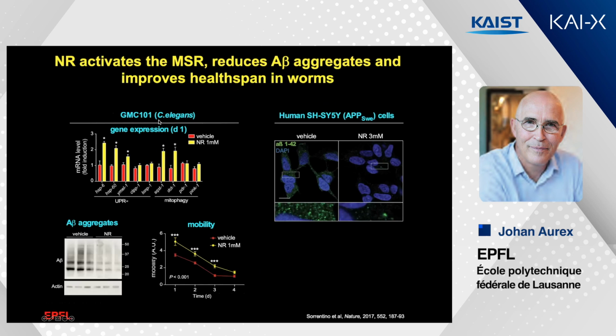These worms overexpress the amyloid beta protein 1-42 variant. So it's the cleaved variant, the toxic variant, and so there's no effect on cleavage. If we treat these worms with nicotinamide riboside, we see that we induce the UPR in yellow, or mitophagy. We also see that we clear the aggregates in these worms. These worms have aggregates because they overexpress the A-beta protein. We reduce those, and they express it in the muscle, so they lose muscle mobility very fast, in the red. But if you treat them with NR, you can sustain this.